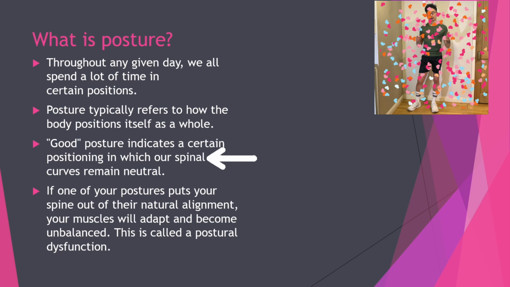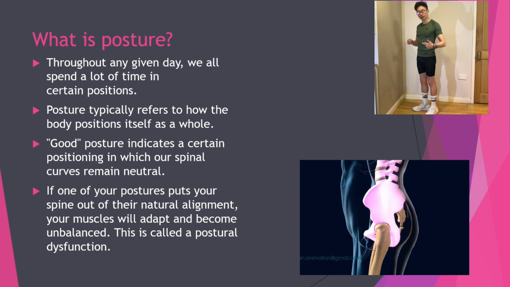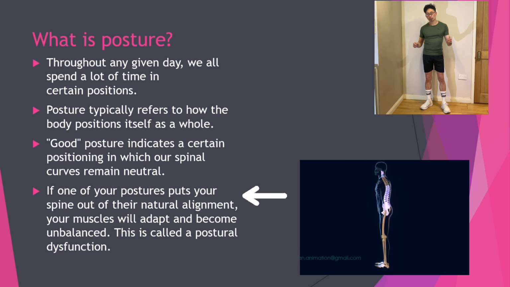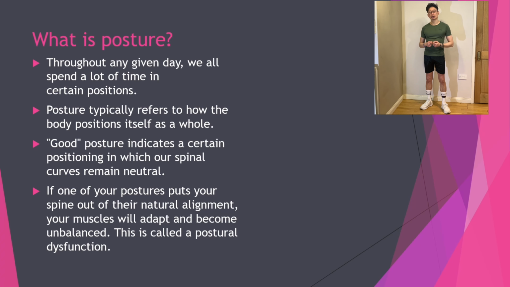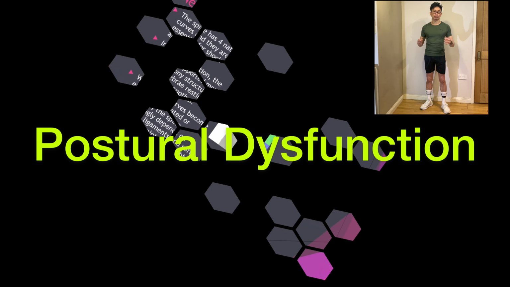Good posture indicates a certain positioning in which our spinal curves remain neutral, not bent forward, backward, or sideways. If one of your postures put your spine out of the natural alignment, your muscles will adapt and become unbalanced. This is called a postural dysfunction.